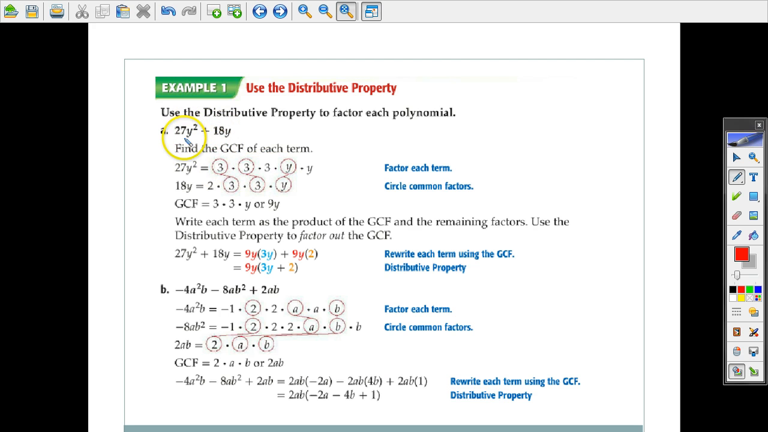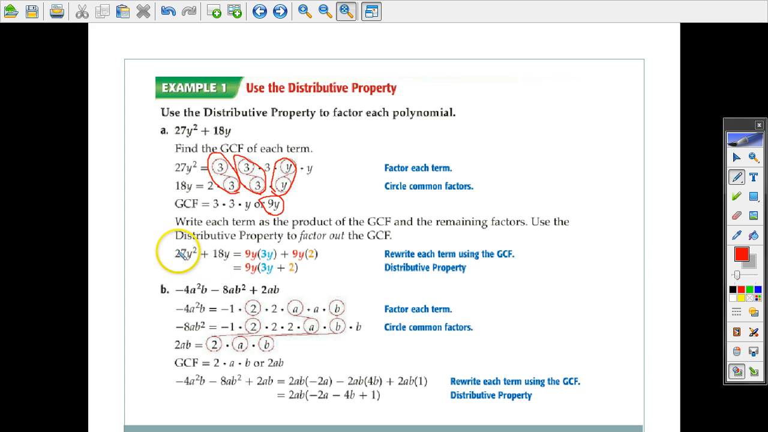Okay. When we factor, 27 is 3 times 3 times 3. 18 is 2 times 3 times 3. Okay, so you have here a 3 in common, another 3 in common, and 1y in common. So their GCF is 9y. Okay, 3 times 3 is 9. So you have 9y. So you're going to factor out 9y.